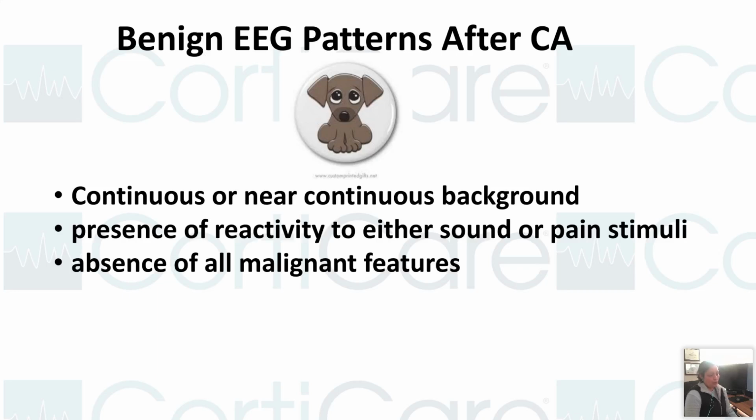It all depends on how long the patient was down and how much time had lapsed before the patient received help. We can see continuous or near continuous background of mixed frequencies, maybe some mild slowing here and there, and the presence of reactivity. That is one of the most important things to determine whether the prognosis is going to be better or not. And then we have absence of all the malignant features when the prognosis is going to be good.